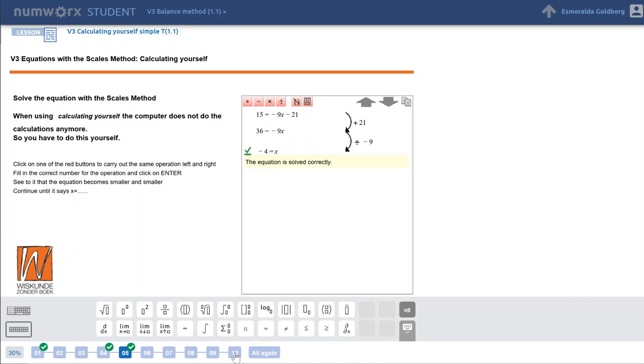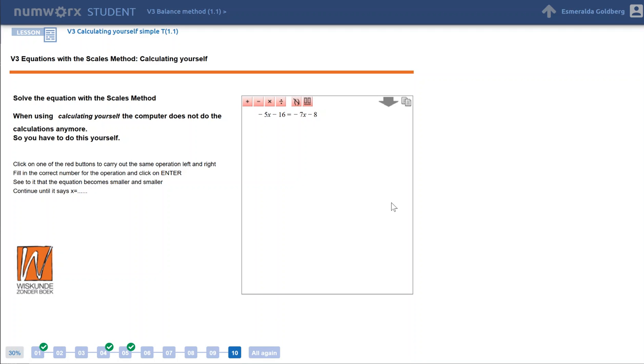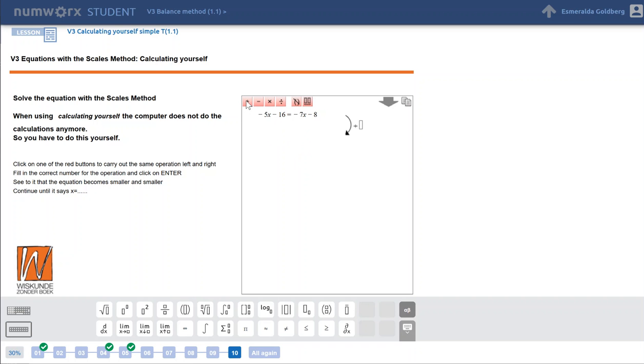Now, the last exercise of this activity is minus 5x minus 16 is equal to minus 7x plus 8. Again, the easiest way to do it is by removing all x's from the right hand side and removing all regular numbers from the left hand side. So focus on the x's first. Minus 7x on the right hand side means we have to do plus 7x to get rid of them. That means if I do plus 7x on both sides, minus 5x becomes 2x, because minus 5 plus 7 is 2.